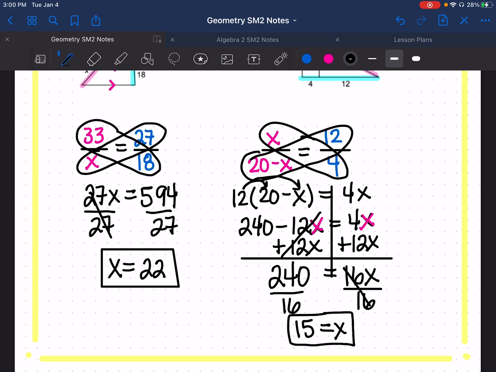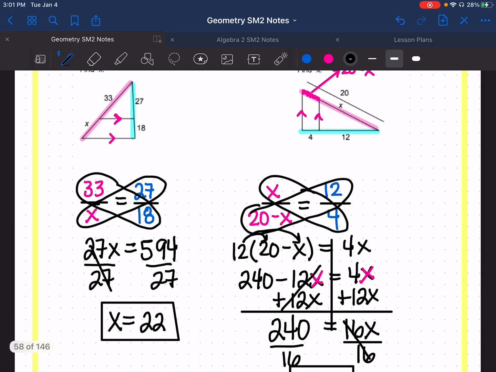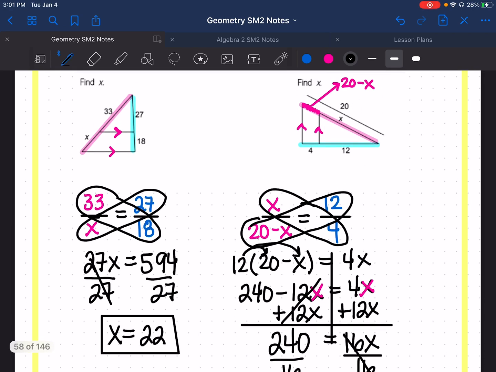Now that was a little bit tricky. And some of you might be looking at the picture and saying, Miss, there has to be an easier way. Let me change my color and let me show you this. I can use this proportionality theorem to also set up this equation. I'm going to keep the 12, but this time I'm going to get rid of the 4. This time for the pink I'm going to use the x and the 20. Now keep in mind where the 20 is.